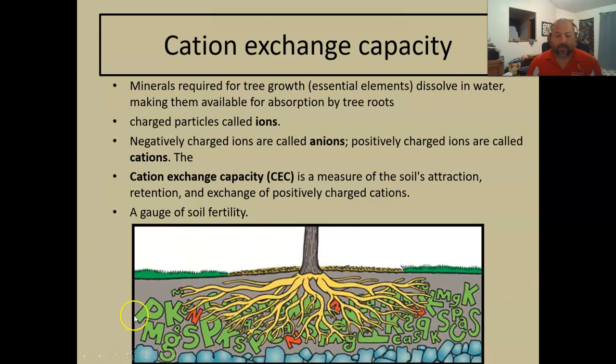So you can see, I just like this diagram. I think it's kind of fun, the idea of the essential elements just being the letters, and the tree roots trying to get into the soil and get after all of them. We've got our essential macronutrients right there, the N's. You also got your K's and your P's and all your other stuff that the soil would be interested in.